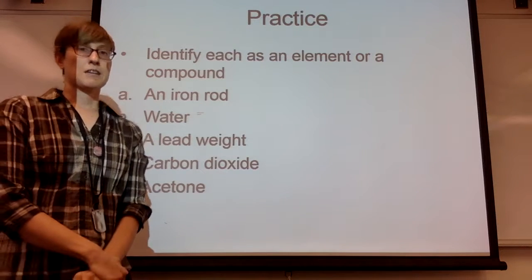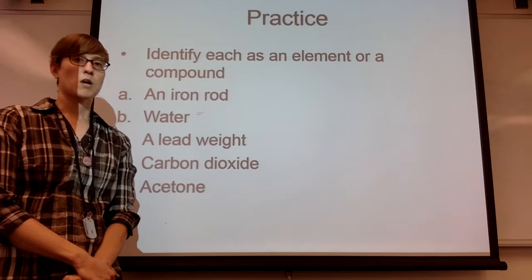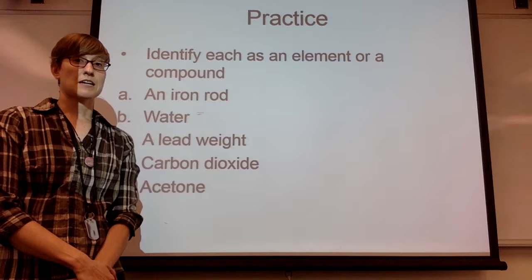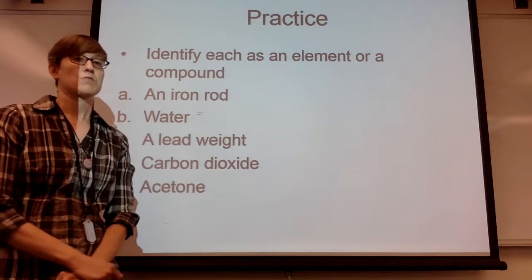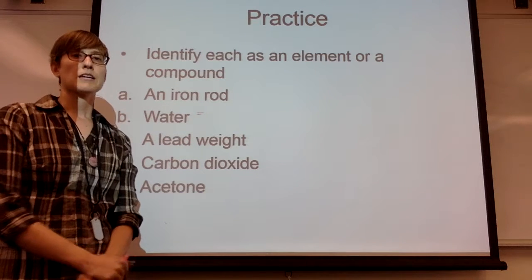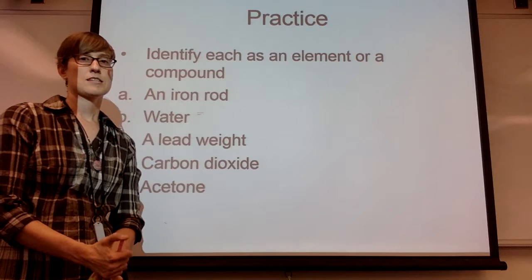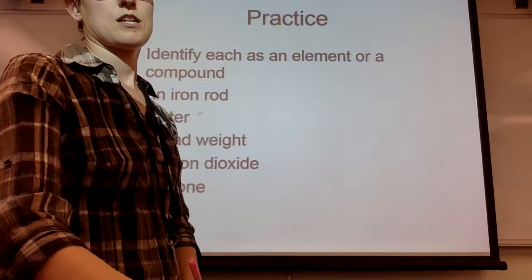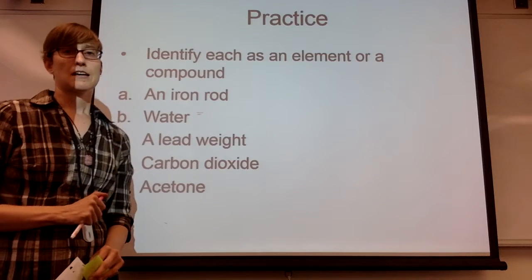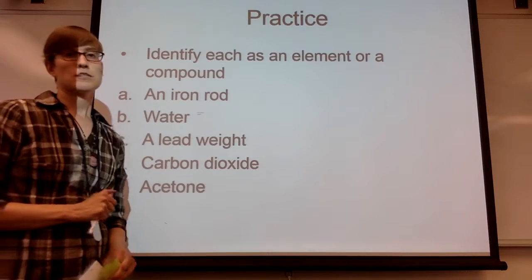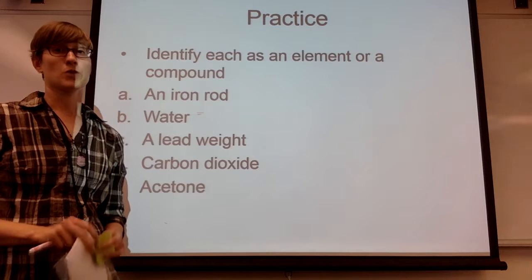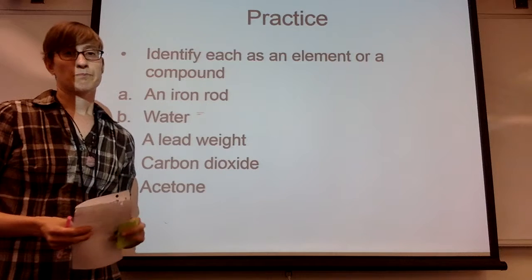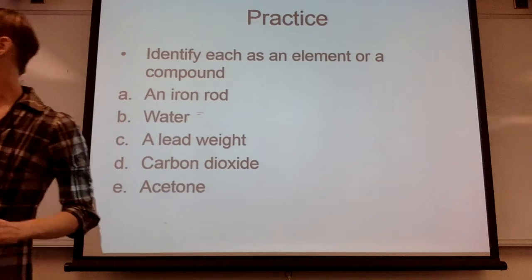Okay, we'll move on. An iron rod is an element. Water is a compound. Water is made of oxygen and hydrogen, so it's made of two elements from the periodic table. A lead weight is made of lead, so that's an element. Carbon dioxide has carbon and oxygen in it, so that is a compound. And acetone is essentially nail polish remover, and that is a compound as well. You could not find that on the periodic table.